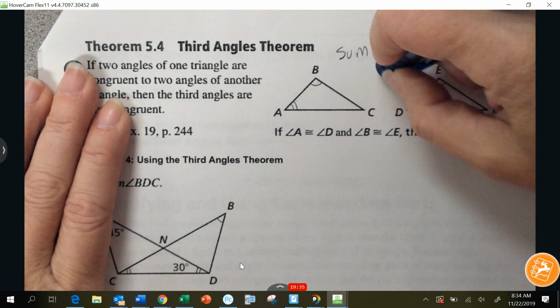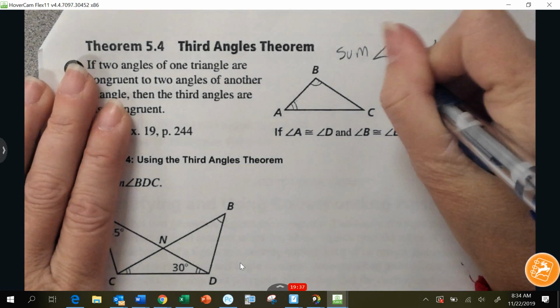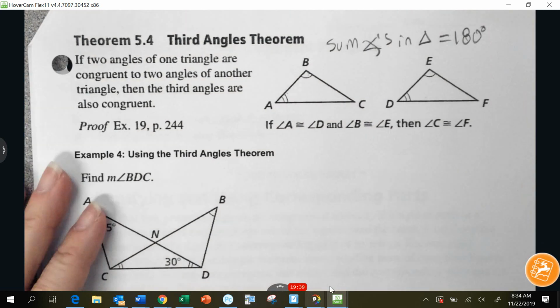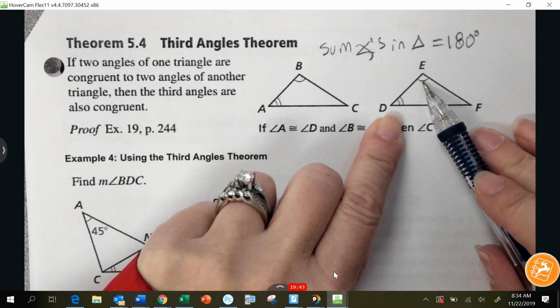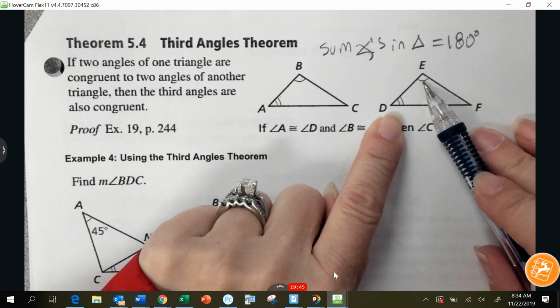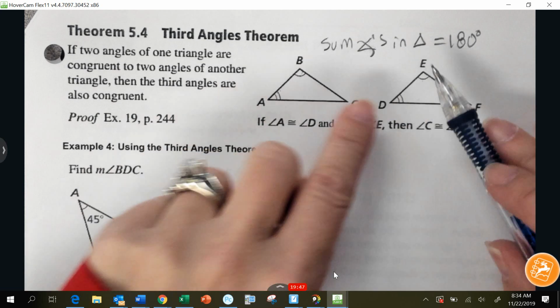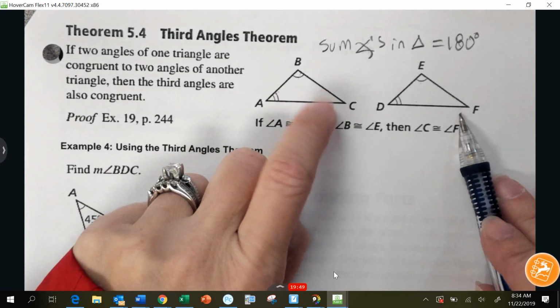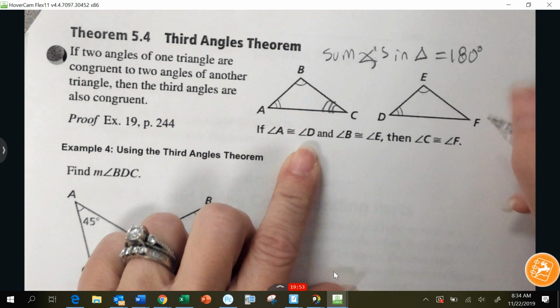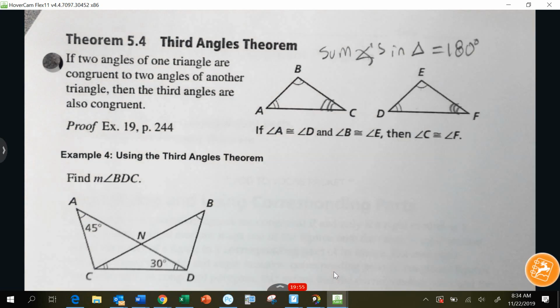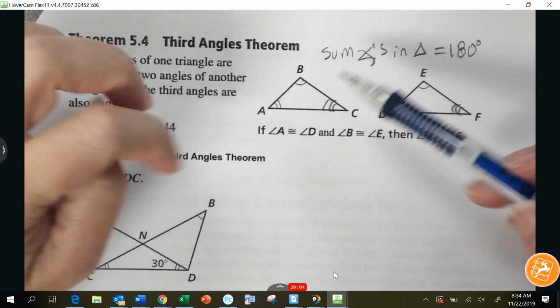Okay, the sum of the angles in a triangle is always 180 degrees. So if we know two of these are congruent, no matter what they are, if I subtract these angles from 180, I should get the exact same answer here. So these would have to be congruent by the third angles theorem. Should I say that again? If we already have two.